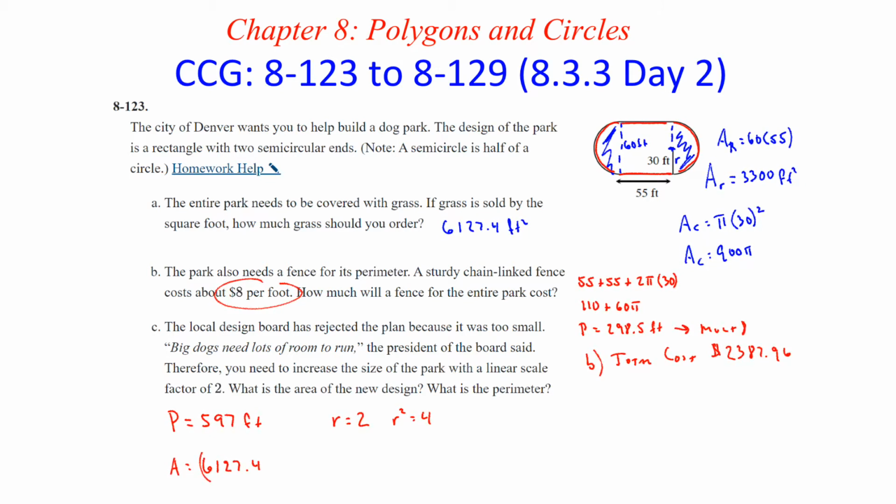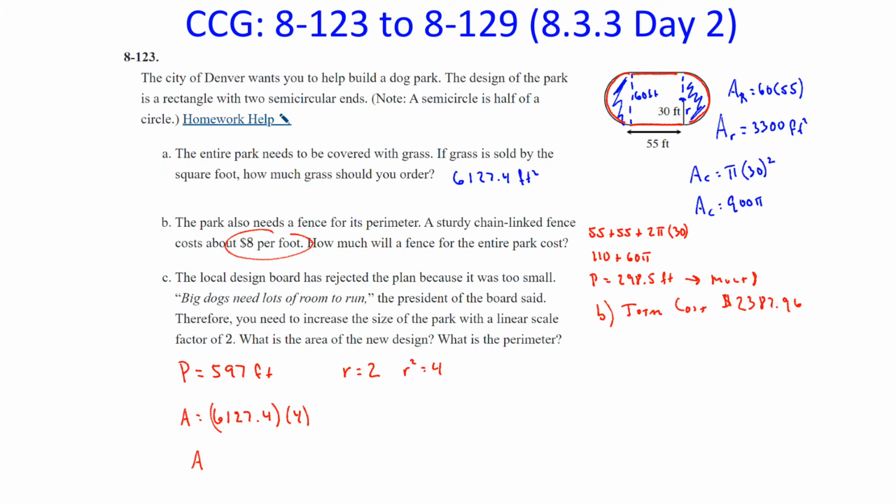6,127.4 feet squared, and we'll multiply that by 4, which will give us an area of the new park to be approximately 24,509.6 square feet. So there's the area for the new park, and then the perimeter for the new park.